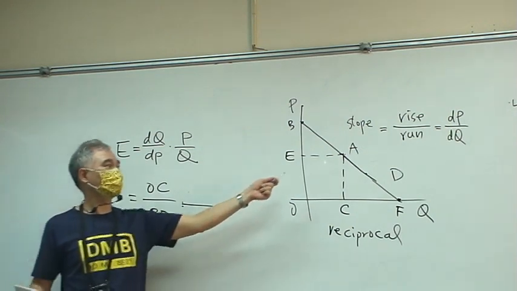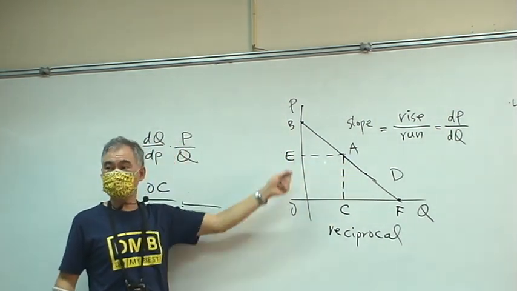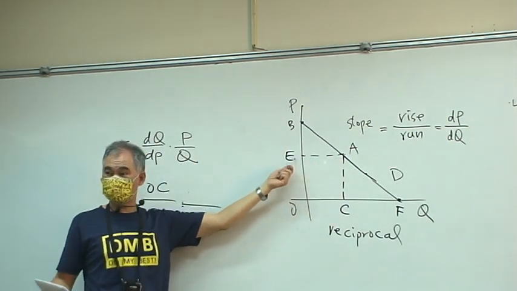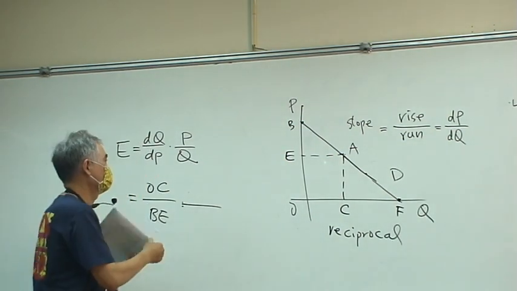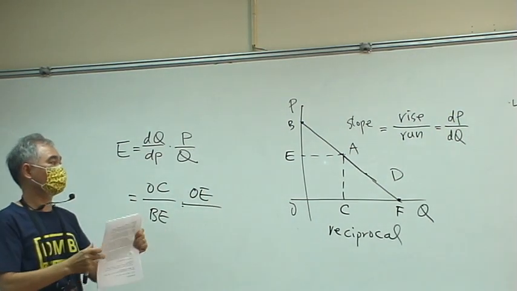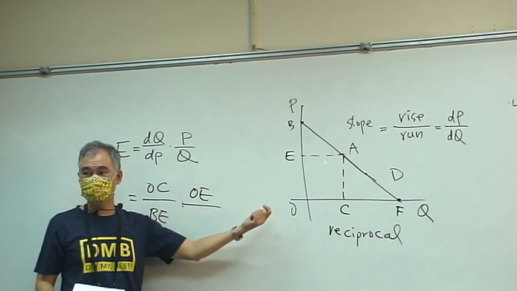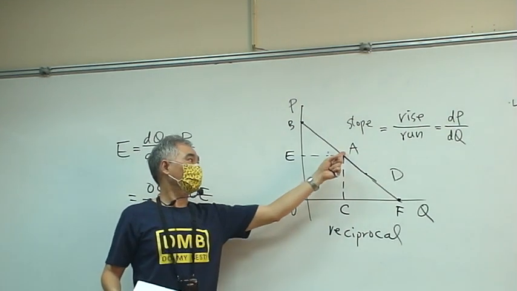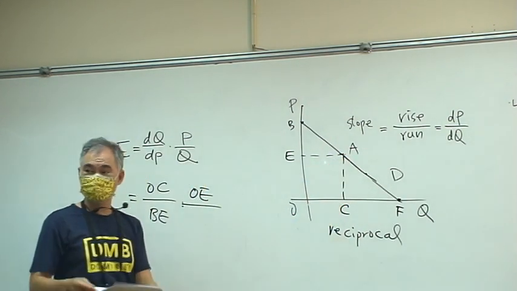If you want to know the price of point A, you look at the price axis, right? Here. And so here corresponds to here, right? So the price is OE. Okay, then what about the quantity? The quantity of A is here, so it's OC, right? You get it?